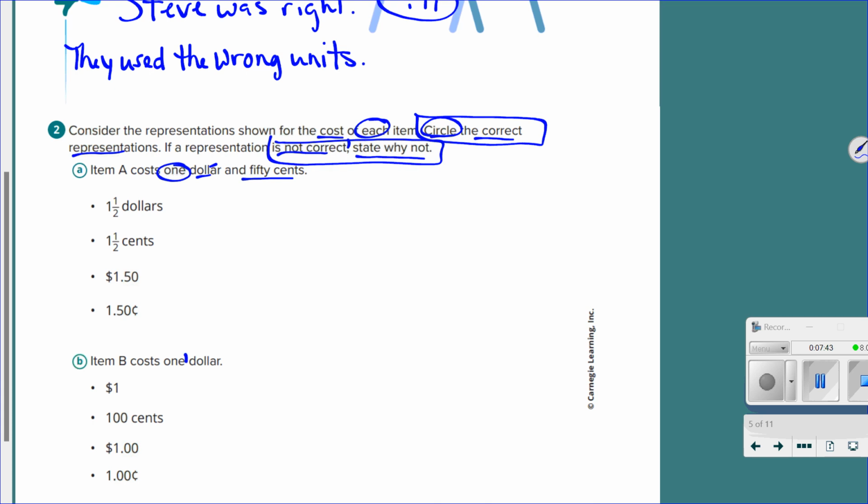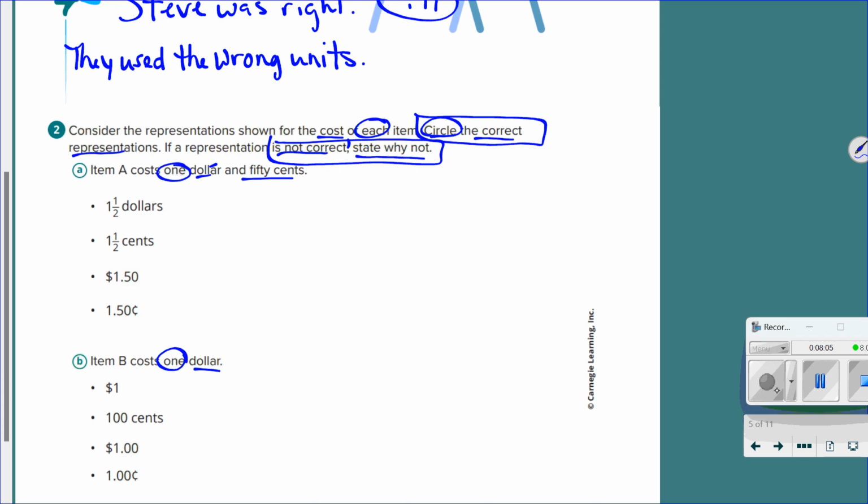Part B, it costs $1. Circle the ones that are right. Tell me what's wrong for the ones that are wrong. Again, let's do individual work. We want you guys focusing in on this. Once you've answered all 8 of those, you can compare with your table, but we want you to do it by yourself first. We'll give you about 3 minutes. Okay, I gave you an extra minute actually.